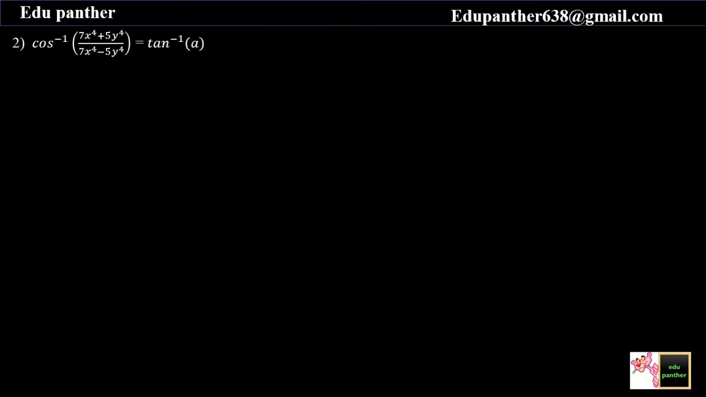So this seems very complicated. Question is same. We have to prove that dy by dx is equals to y upon x. But this seems very complicated. First we have cos inverse and then some quotient and is equals to tan inverse of a.